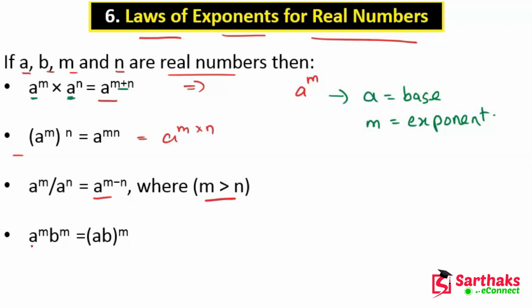Now let's suppose the base is different but the exponent is the same. In this case we can multiply the bases and after that we can find the power, which means this will become A into B raised to power M. I hope you understand these things. So these are the basic laws of exponents for real numbers, and these laws are very helpful for solving a lot of problems.